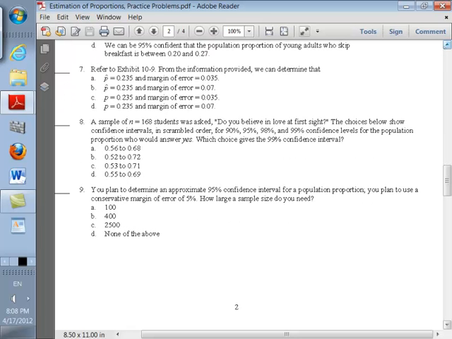number 8. Do you believe in love at first sight? So suppose that college students are asked this question. We test the actual question whether with 95% confidence we can conclude that more than 40% of the students believe in love at first sight.